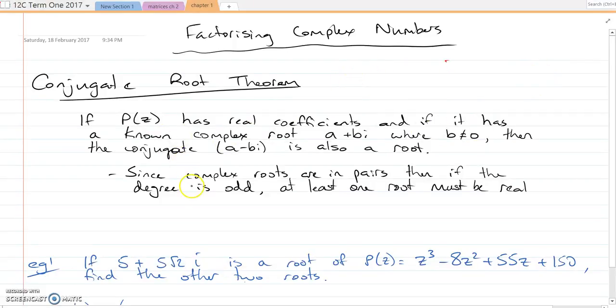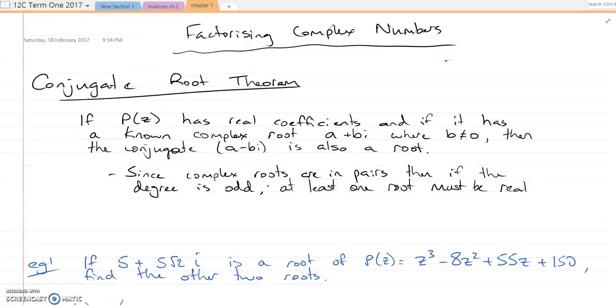And one interesting thing that comes out of this is, since these complex roots always come in pairs, if you've got an odd degree polynomial, so if you've got a third degree polynomial, since the complex roots can only come in pairs, the third root cannot be complex. It's got to be real. So you've got to have at least one real root.